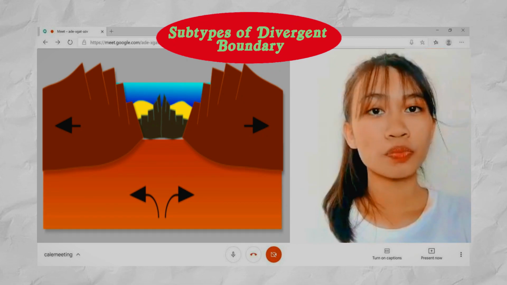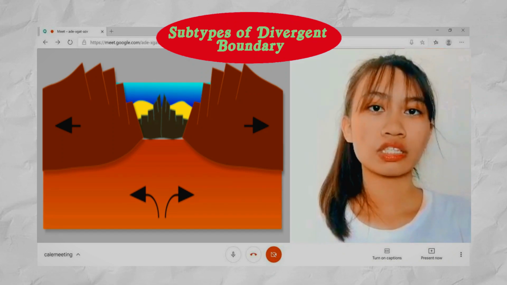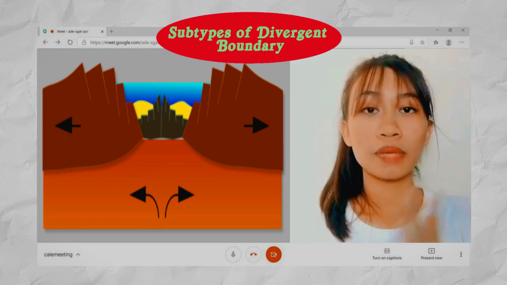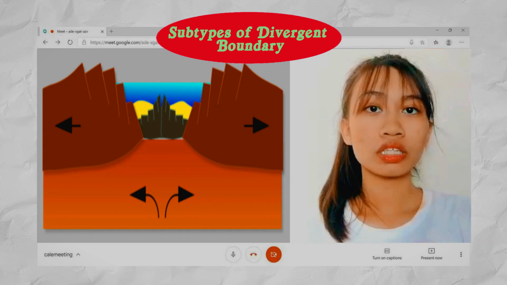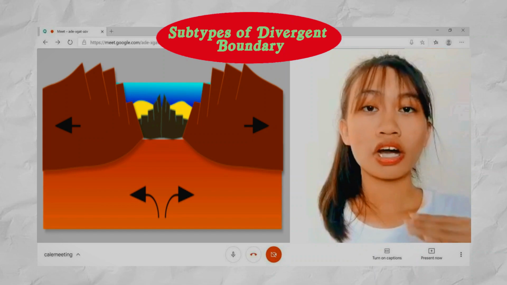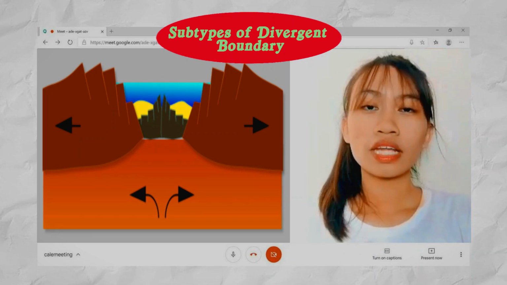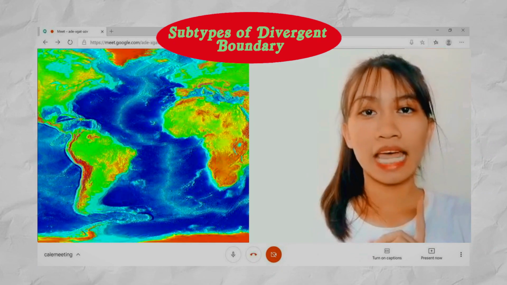And this seafloor spreading forms a mid-oceanic ridge, which is the central ridge structure that divides the ocean basin in half. So the newly formed rocks that are closest to this mid-oceanic ridge are younger than those further away. I'll give you an example of a mid-oceanic ridge, which is the Mid-Atlantic Ridge.